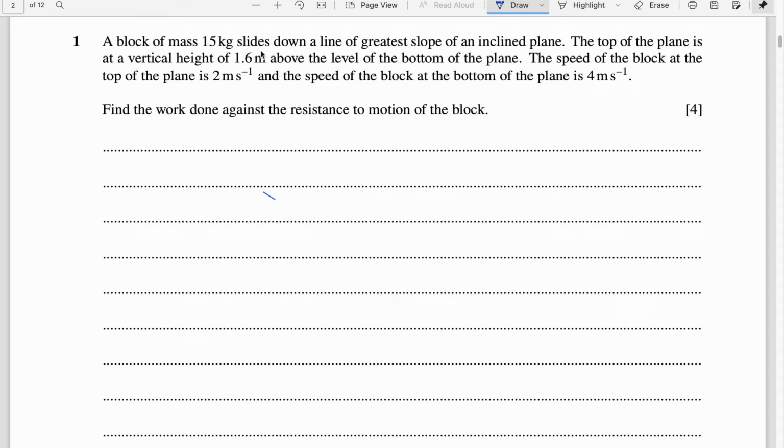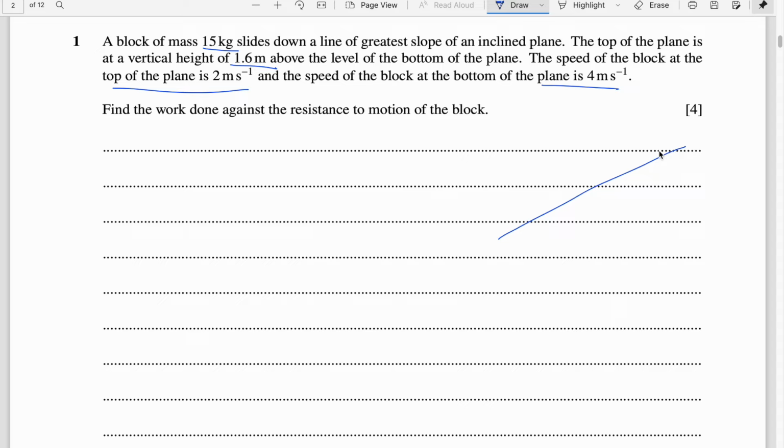A block of mass 15 kg slides down the line of greatest slope of an inclined plane. The top of the plane is vertical at a height of 1.6 meters above the level of the bottom of the plane. The speed of the block at the top is 2 meters per second and the speed of the block at the bottom is 4 meters per second. Find the work done against the resistance to motion of the block.